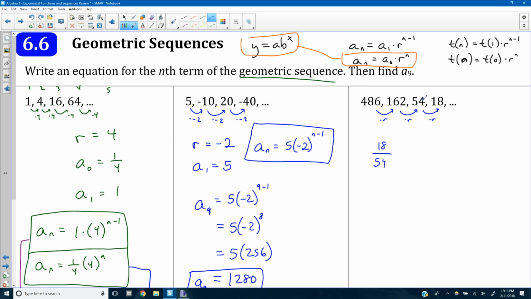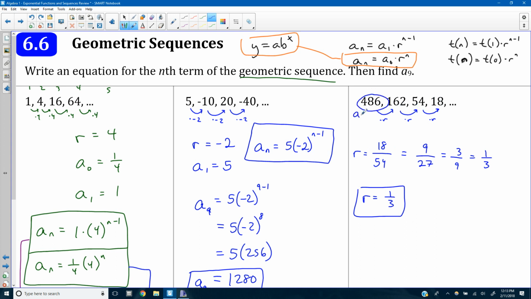What am I multiplying 54 by to get 18? Let's do 18 divided by 54 to figure it out. Now, maybe you're like, all right, let's divide them by 2. Let's divide these by 3. Let's divide these by 3. Okay, 1/3. It looks like that's my common ratio. My r value is 1/3. That's what I'm multiplying by each time, going from one value to the next to the next.